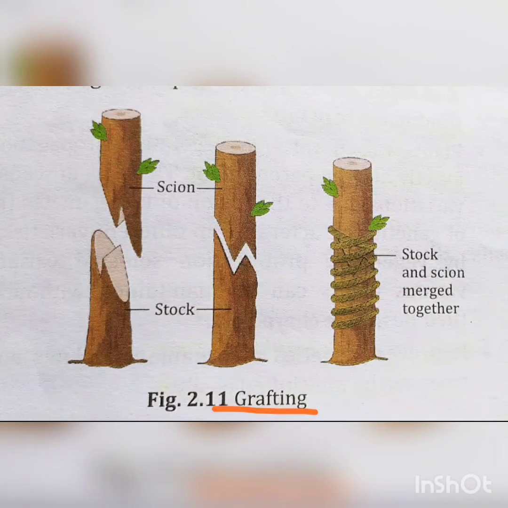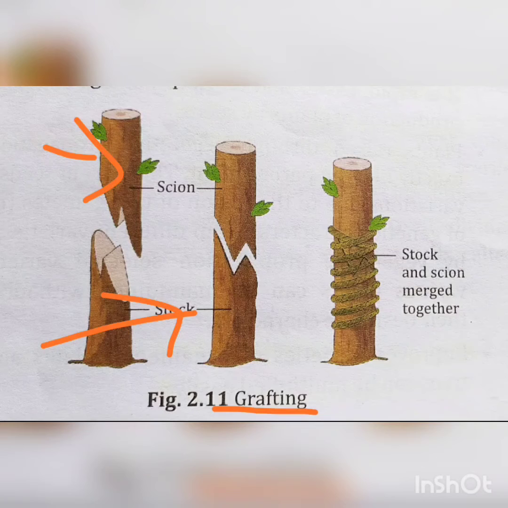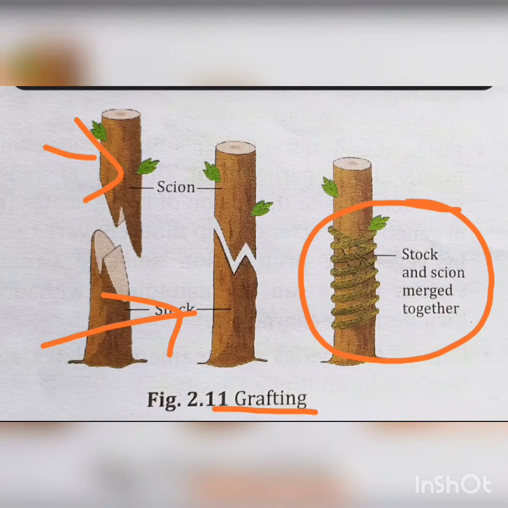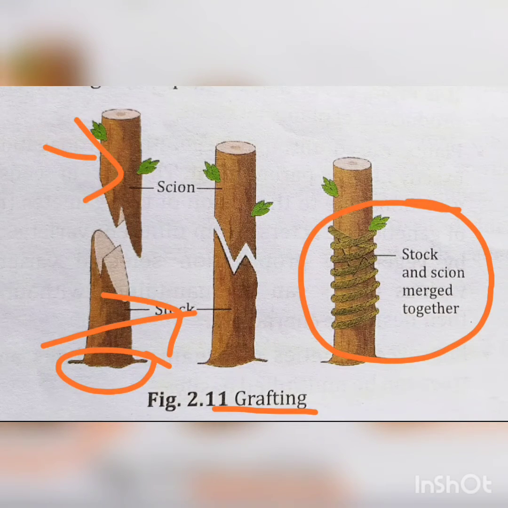In this method, a stem cutting of one plant called the scion is attached and tied with the rooted stem of another plant called the stock. They are tied together. After a few days, due to rapid cell division, the scion and stock merge together and develop into a new plant with improved qualities. As the stock is a rooted stem, it provides nutrients to the scion. Using grafting, we can get different colors of rose flowers in a single rose plant.